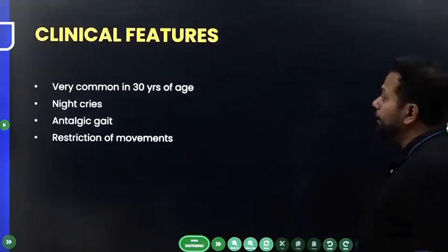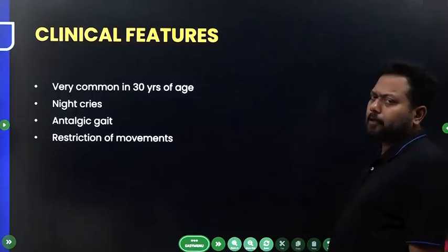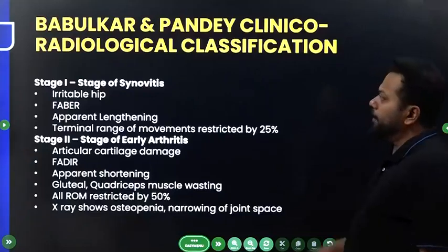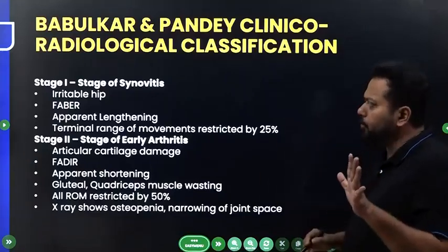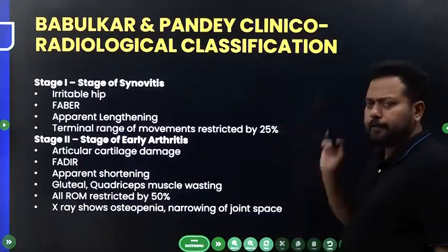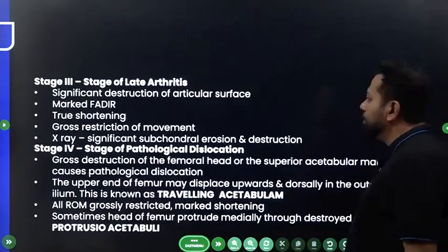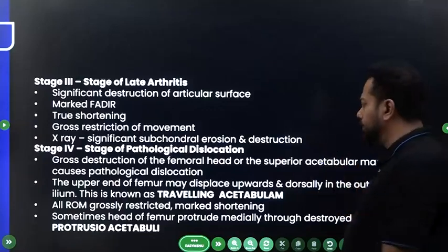Clinical features: very common in the third decade of age, night cries. They will have an antalgic gait and restriction of joint movements. For the Babulkar and Ponde clinical classification, I'm just going to outline. First stage is the stage of synovitis. Second is the stage of early arthritis. Third is the stage of late arthritis. Stage 4 is the stage of pathological dislocation.